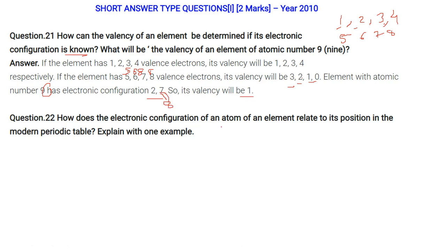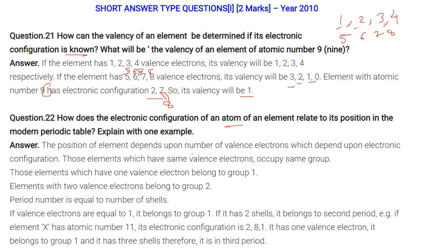How does the electronic configuration of an atom of an element relate to its position in the modern periodic table? Explain with one example. We see the position of an element depends upon the valence electrons, which depend upon the electronic configuration. Those elements which have the same valence electrons occupy the same group. Elements which have one valence electron belong to group 1. Elements which have two valence electrons belong to group 2. And period number is equal to the number of shells, K, L, M, N, like this. So if valence electron is equal to 1, it belongs to group 1. If it has 2 shells, it belongs to second period.